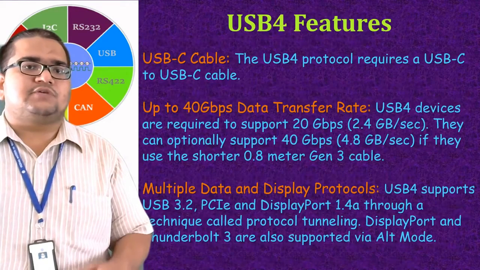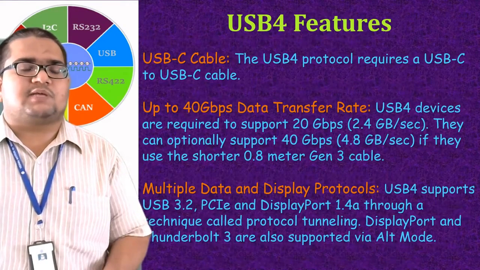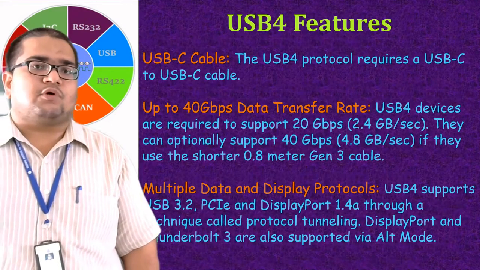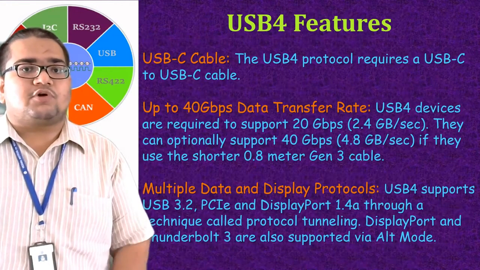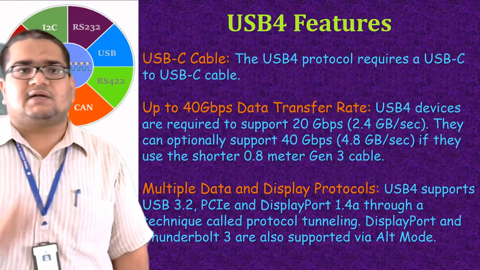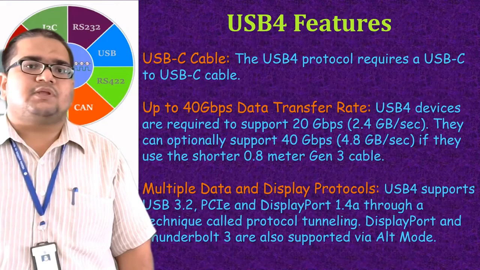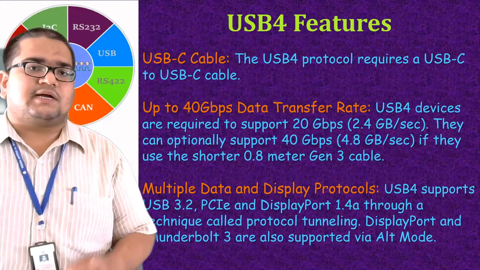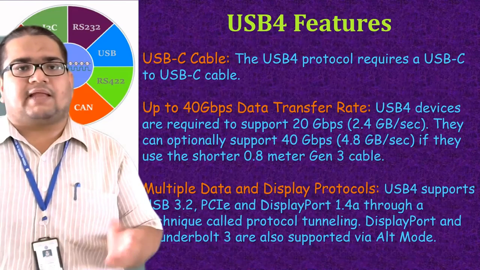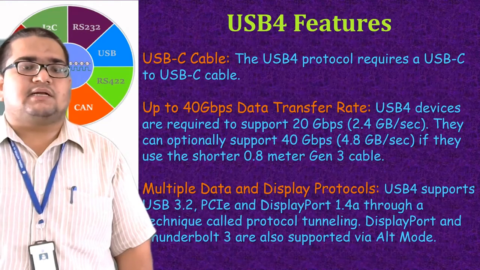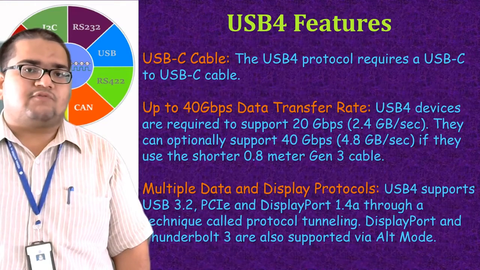We shall talk about USB 3.2 and USB 4 in more detail, but before that, let us see the specific features of USB 4. It uses the USB-C type of cable. The connectors I will show you immediately after this: type A, type B, type C. Data transfer rates are up to 40 gigabits per second, as I have told you.